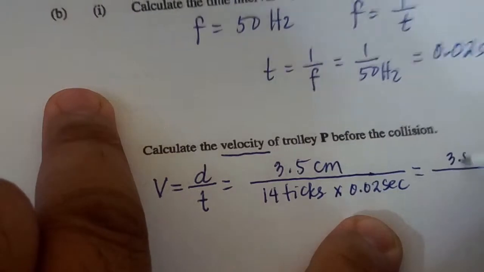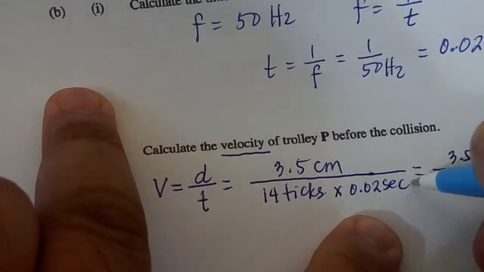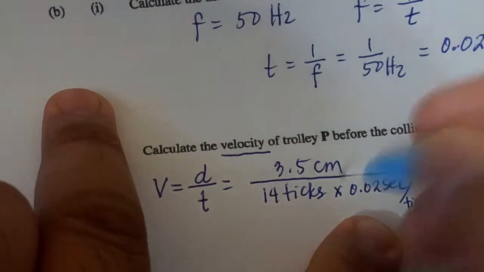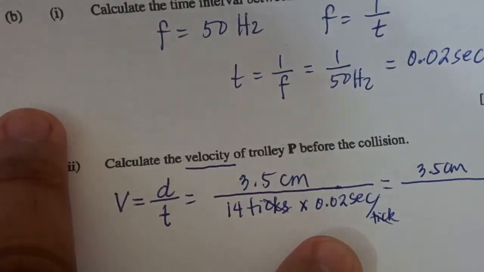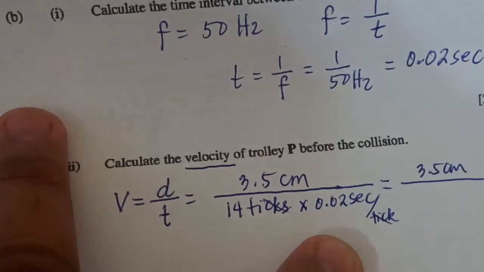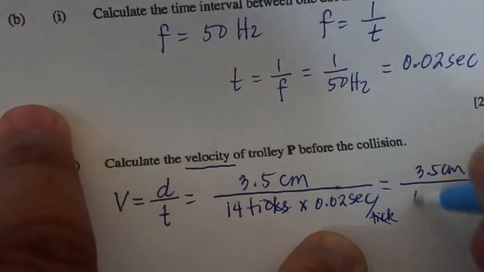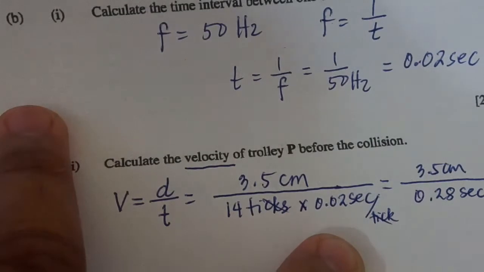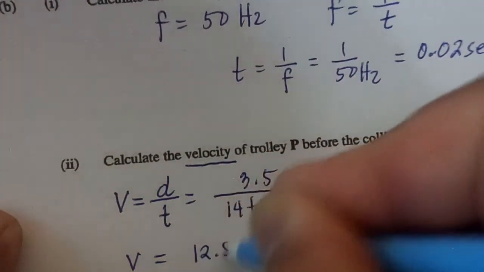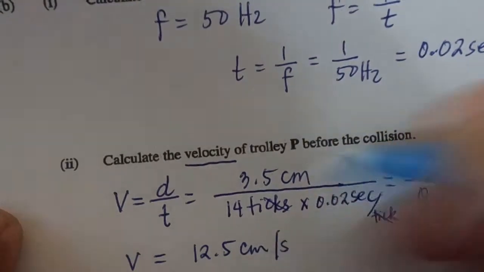That's 3.5 centimeter. This is per tick. You could cancel that, and that would be 14 times 0.02, and that would be 0.28 seconds. So to get the speed, that will be 3.5 divided by 0.28, that would be 12.5. So your velocity is 12.5 centimeters per second.